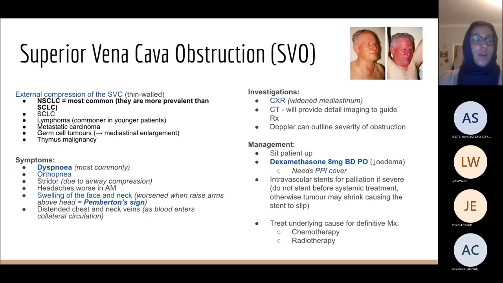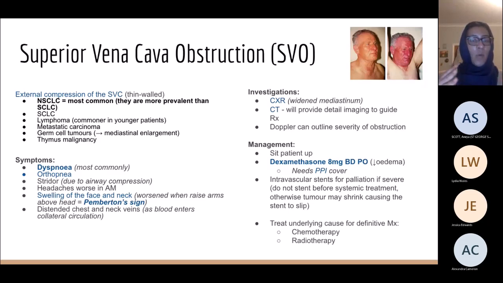So firstly, you get this compression of your superior vena cava. It's most associated with non-small cell lung cancers. It can also be associated with lymphomas and metastases, and also germ cell tumors, things like teratomas, because they can cause mediastinal enlargement. You can imagine with this obstruction, you will get shortness of breath.